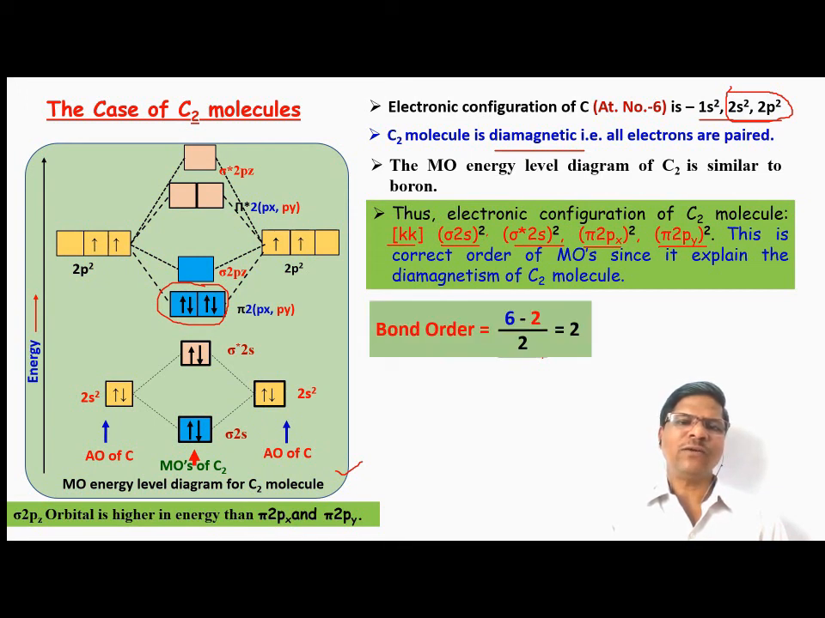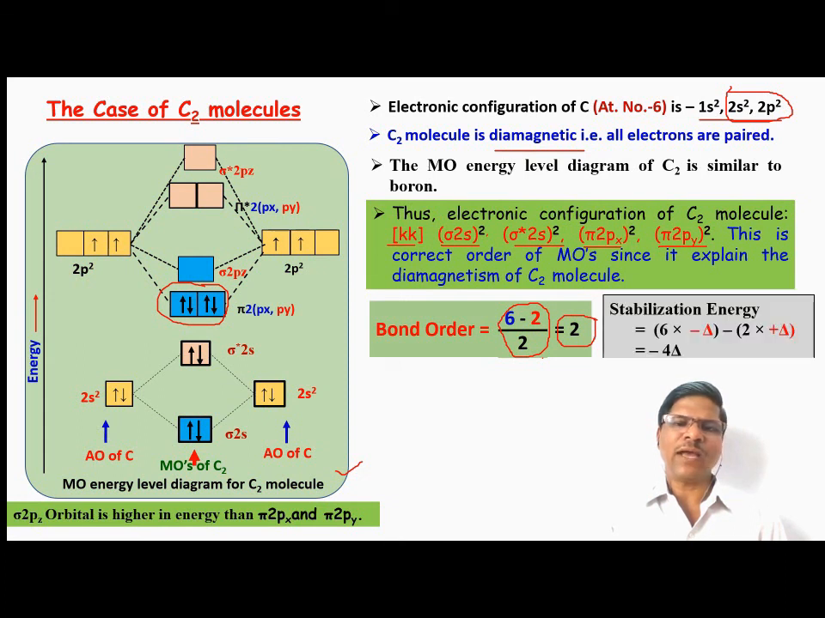So what is observed, we have explained. Then bond order: 6 electrons in the bonding, 2 in the anti-bonding. So 6 minus 2 upon 2 is equal to 2. The bond order of the C2 molecule is 2. The stabilization energy you can calculate very easily, and it is minus 4 delta. Okay, minus 4 delta. So bond order and the stabilization energy are in favor of the formation of the C2 molecule. But the C2 molecule, again, is very less stable.